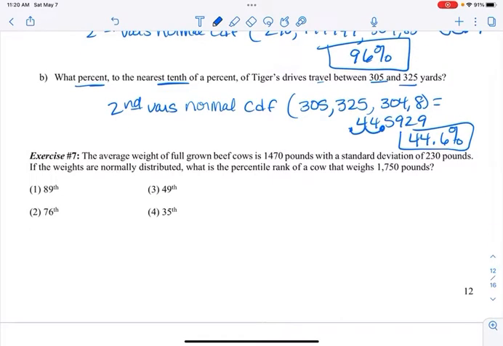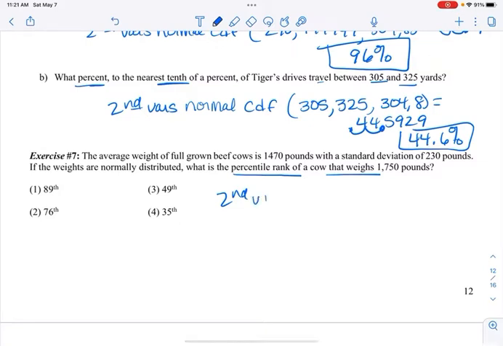All right, the average weight of a full-grown cow is 1,470 pounds with a standard deviation of 230 pounds. If the weights are normally distributed, what is the percentile rank of a cow that weighs 1,750 pounds? You can actually do this the same way that I've been doing it. That's going to be at most 1,750, because remember the percentile, it's not that that's your score, that's the score that that many percent of people got at or below.